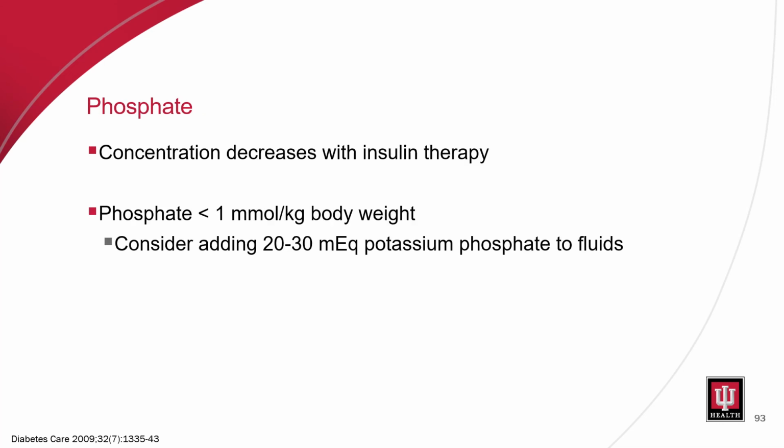Phosphate is a third electrolyte that we consider. This concentration also decreases with insulin therapy. However, no studies show benefit with phosphate repletion in DKA or HHS. When the phosphate is less than 1 millimole per kilogram of body weight, you can consider adding 20 to 30 milliequivalents of potassium phosphate to fluids rather than a different potassium product.